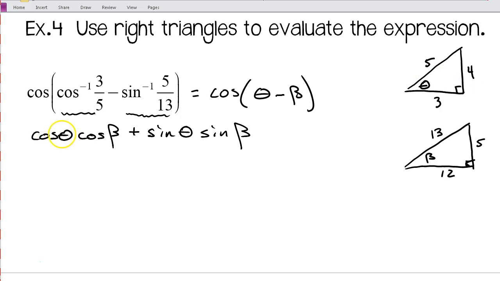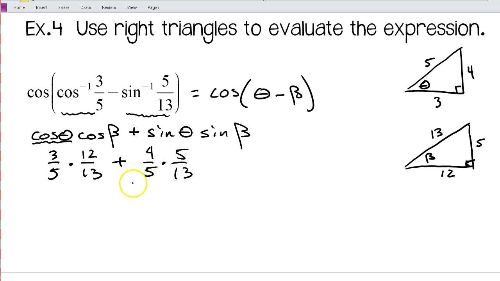So cosine of theta, cosine is adjacent over hypotenuse, so that's 3 over 5. So this whole thing is 3 over 5 times cosine beta. Now I'm going to go down to this bottom triangle, cosine is adjacent over hypotenuse, so that's 12 over 13, plus sine of theta. I'm back up at the top triangle. Sine of theta is opposite over hypotenuse, so that's 4 over 5. And sine of beta, back down to the bottom triangle, sine is opposite over hypotenuse, 5 over 13.